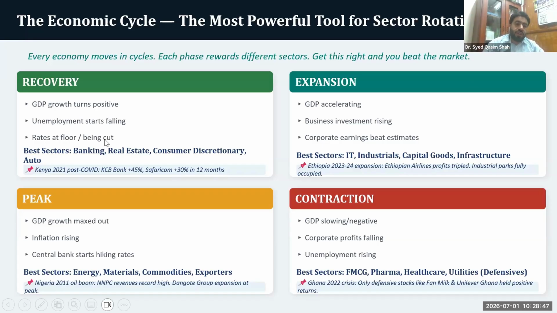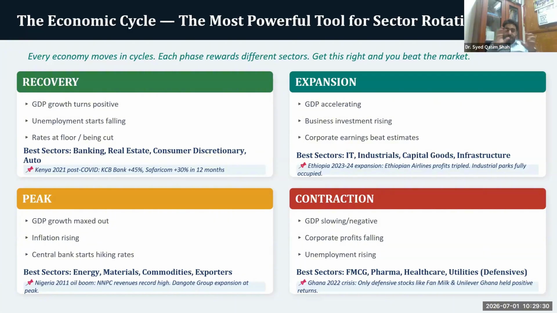Rates are being cut basically. Rates means interest rates and inflation rates, they are basically decreasing. Now, if you analyze your economy and see that it is in the recovery stage, what is the best recommendation? What is the best sector? In that case, the banking sector, real estate sector, consumer sector, and auto industry. These sectors are highly recommended for your investment.